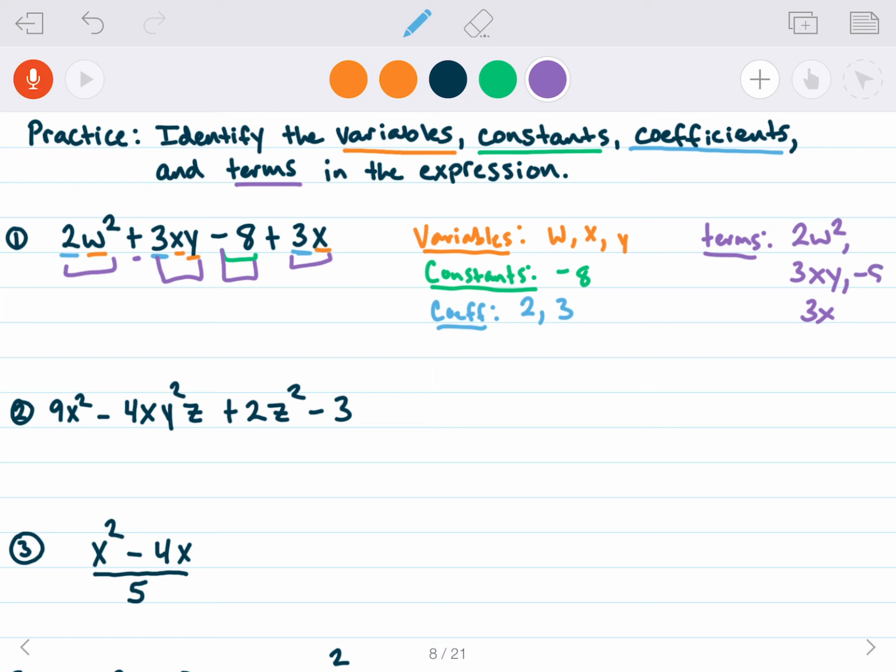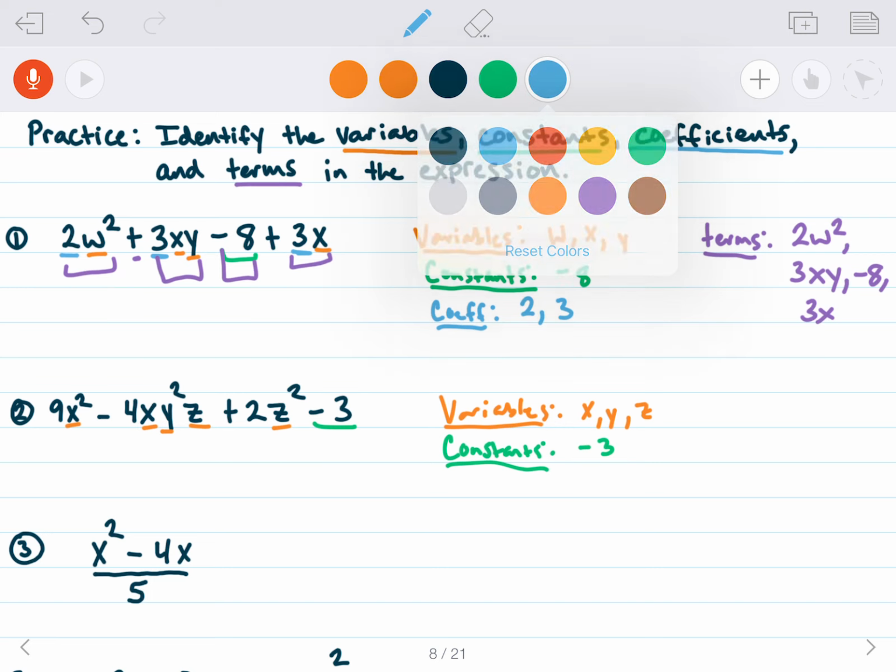So these are all of our terms. All of these are separated by plus and minus signs. Okay, moving on to the next one. I encourage you guys to pause the video at this point and identify your variables, constants, coefficients, and terms. So variables: the first variable I see is x, the second variable I see is y, then I see a z, and that's it. X, y, and z are variables.